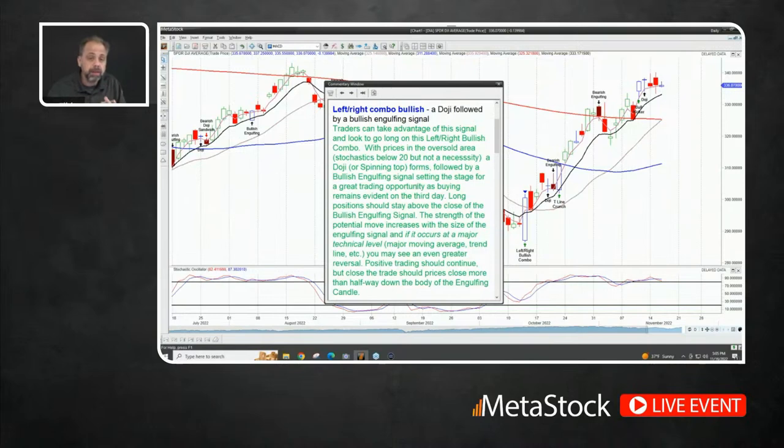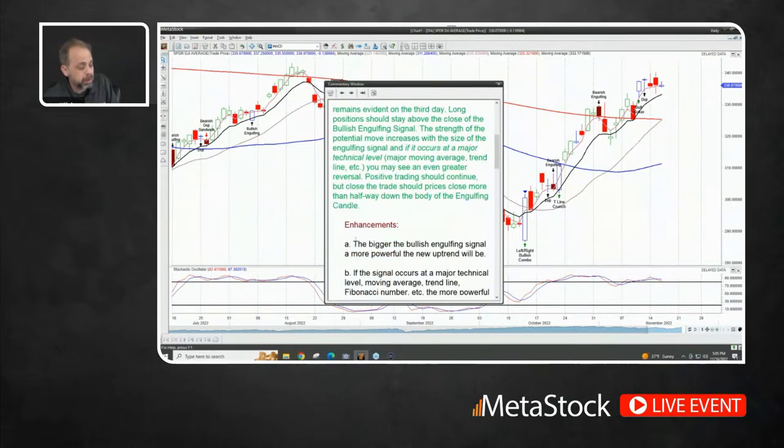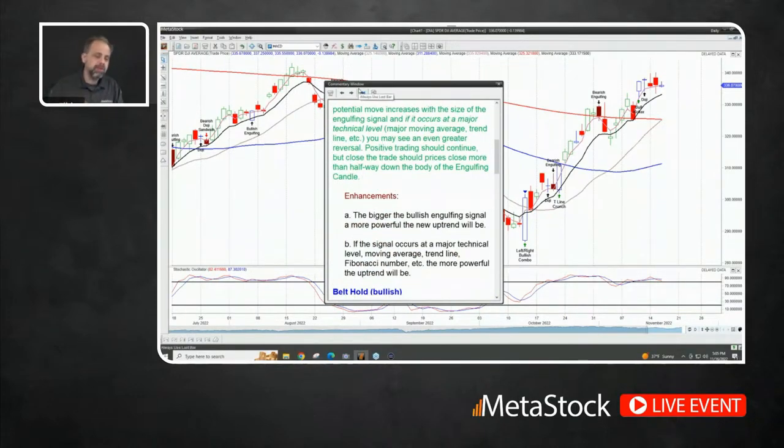And that's what a lot of these patterns are. Like the doji best friend, for example, is a doji followed by a gap up. But we're going to tell you exactly what that pattern is that we're looking for. And in case you run a scan, we're going to give you some enhancements.